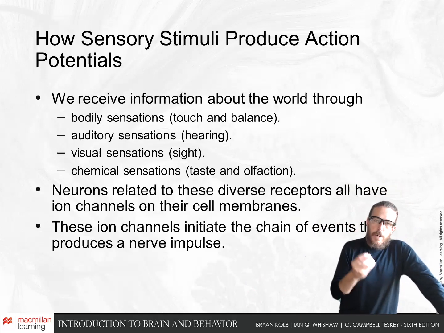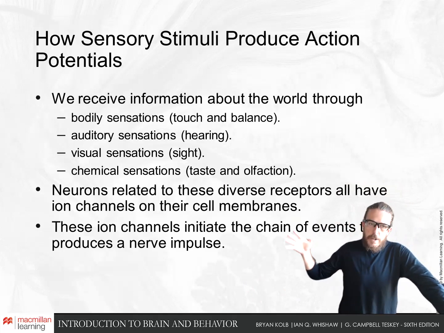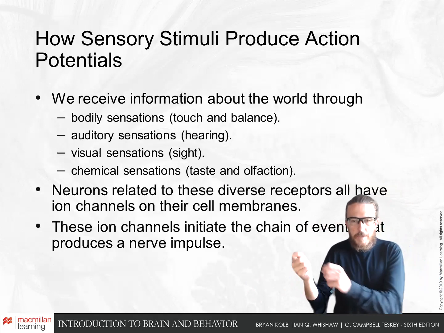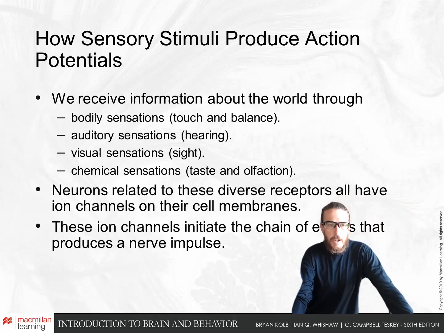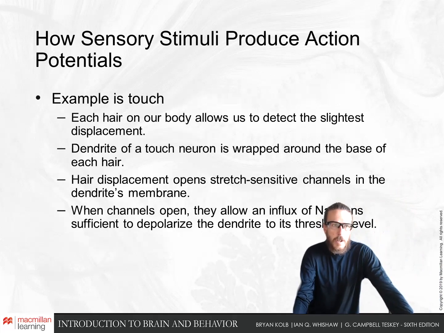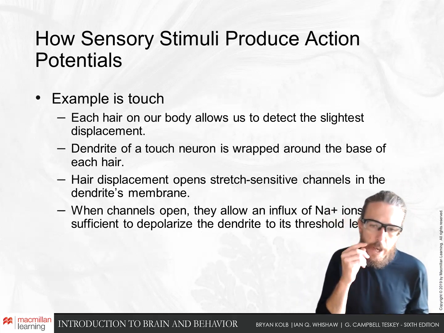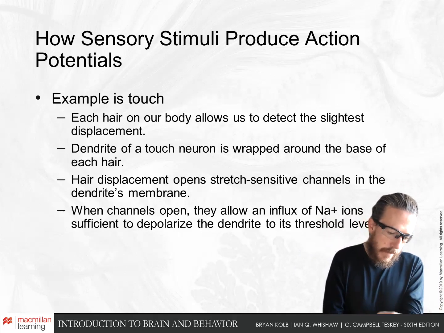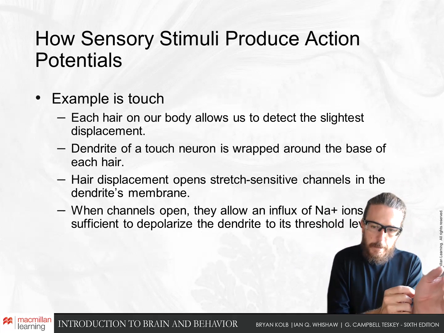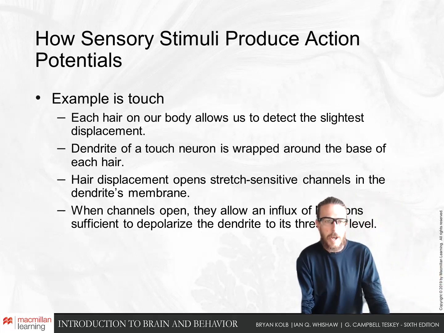So all these neurons attached to all these receptors have ion channels in their membranes, and generally these ion channels initiate a cascade of events that leads to nerve signals being sent out of the axons in different ways depending on the type of incoming information. So touch is one example. We can identify individual hairs on our body. Our arm is a good one because we have increased sensitivity there, and you can move individual hairs and you can feel slight displacements of these individual hairs of your body.